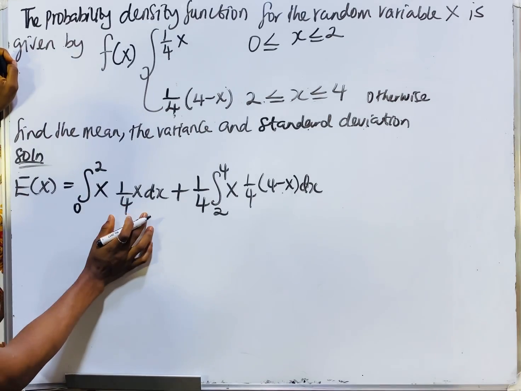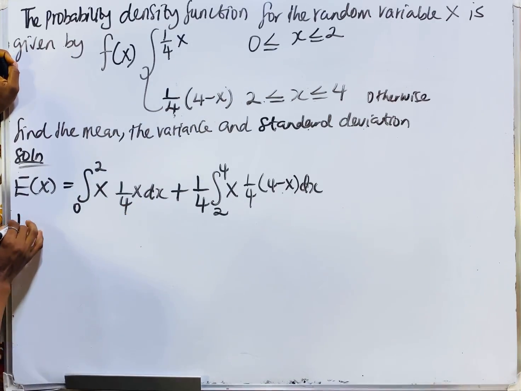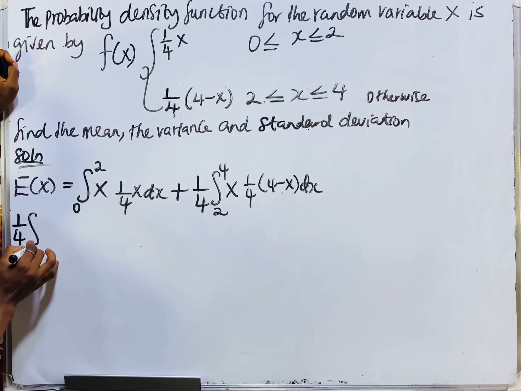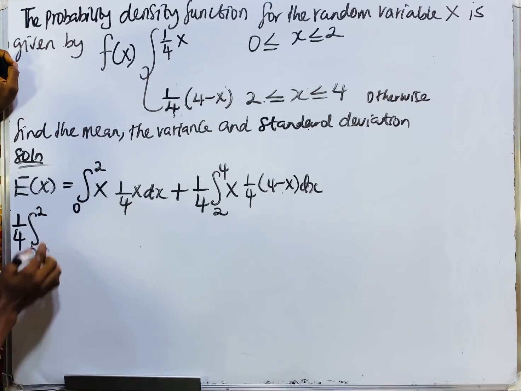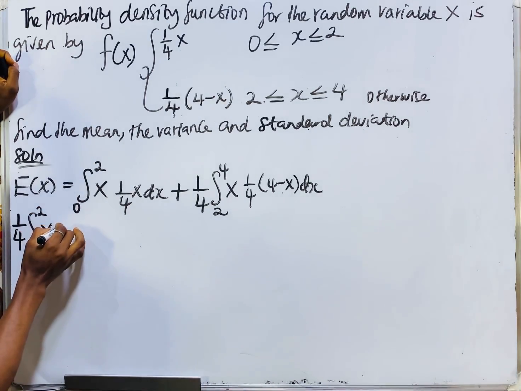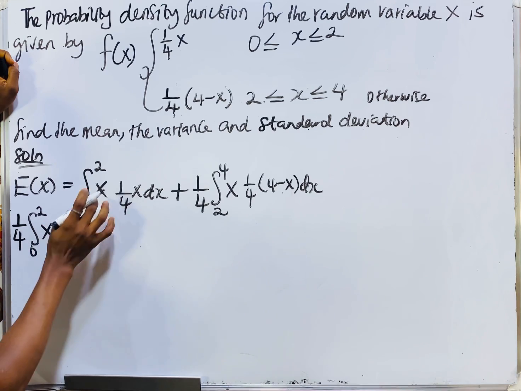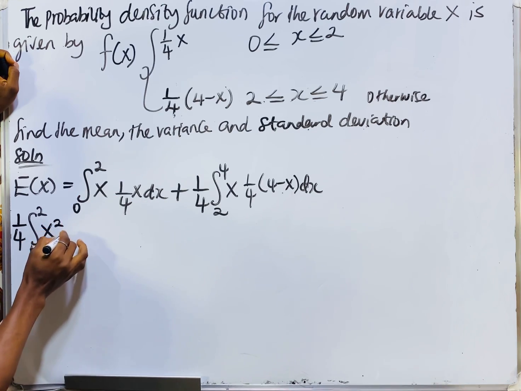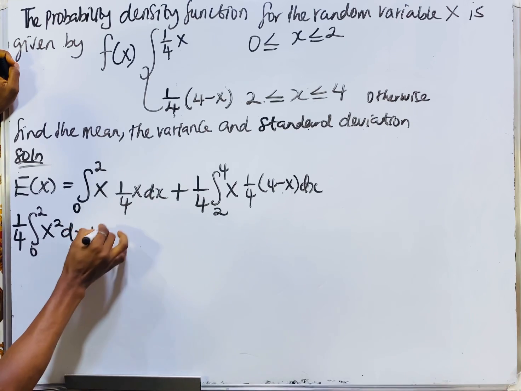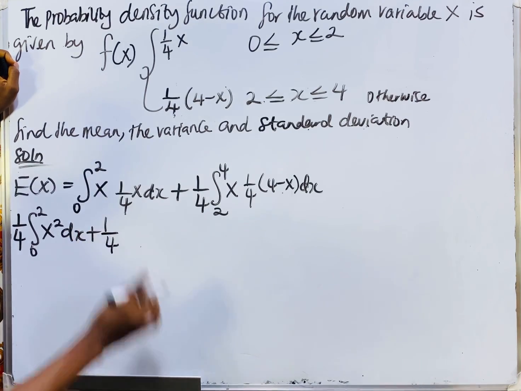Using the multiplication by constant rule in integration, we're going to have 1 over 4 integral from 0 to 2 of x, then x times x, of course, which is x squared dx, then plus 1 over 4, right?